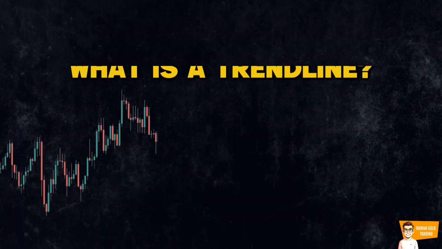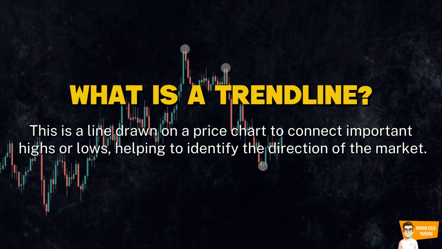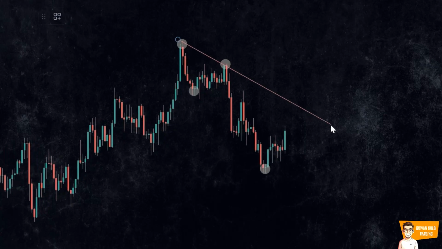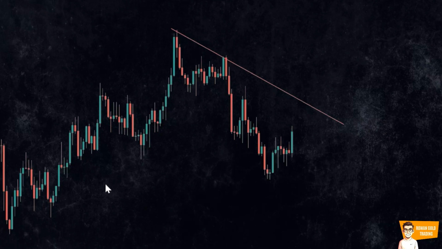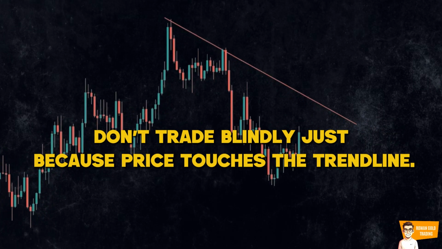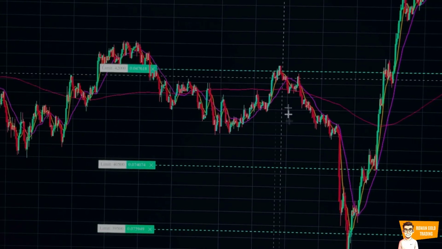Well, that's exactly where the trend line comes in. Think of it as your secret weapon for cutting through all that noise. It's a super simple tool, but it's incredibly powerful. You just connect a few key dots on the chart, and suddenly, bam, an actual story starts to emerge. You can see the direction, you can feel the momentum, you can spot the opportunities that were hiding in plain sight the whole time.